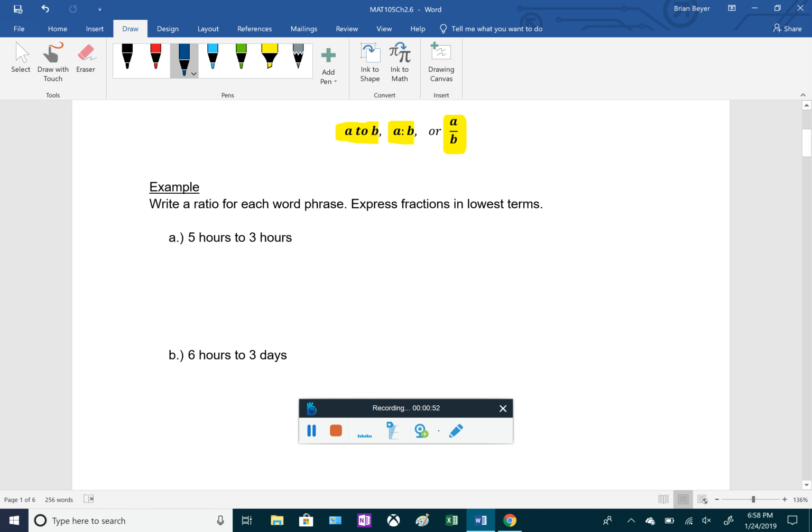So let's write a ratio for each word phrase and express the fractions in lowest terms if we can. So for the first one, we have 5 hours to 3 hours. They do have to be the same units, and these are, they're both hours. So as a ratio here, we have a couple options. I'm going to use the fraction one. So 5 to 3 is going to be 5 over 3. Pretty simple. We have 5 hours over 3 hours. Hours over hours, they cancel, and we're done. So that has to happen most of the time for these ratios.